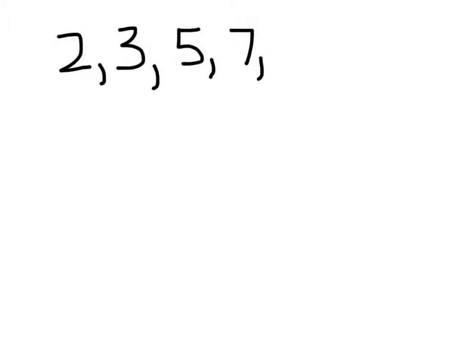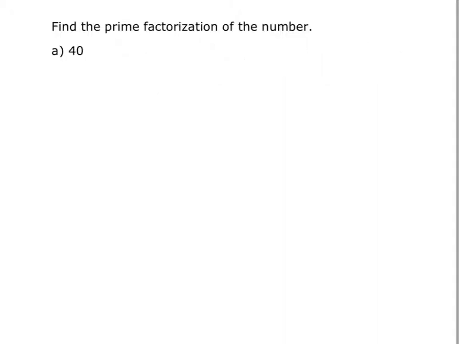8 is not prime. 9 is not prime, 10 is not prime, 11's prime because the only way to get 11 by multiplying is 1 times 11. And finally, let's just go with the last one, 13 is also a prime number. Okay, this list can go on, but those are the first 6 prime numbers. Now, we're going to use those prime numbers to help us with prime factorization.